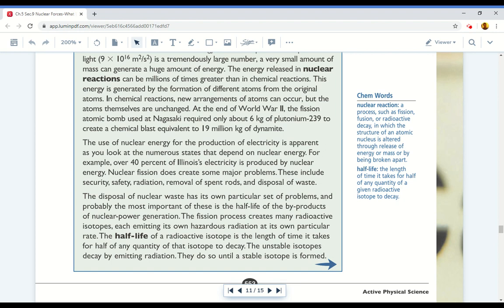At the end of World War II, the fission atomic bomb used at Nagasaki required only about 6 kilograms of plutonium-239 to create a chemical blast equivalent to 19 million kilograms of dynamite. So that's just using that very small amount, and it created this very large amount because of the multiplication.